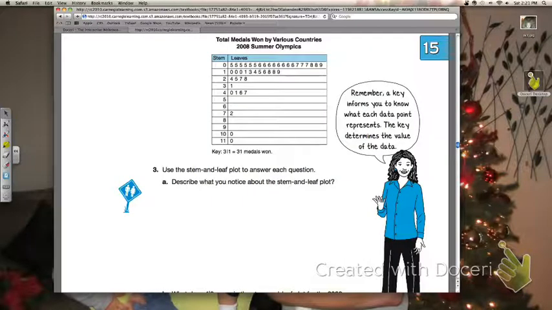If you take a look at the top of page 1027, it says a stem and leaf plot displaying the number of medals won in the 2008 Summer Olympics is shown. So take a look at that stem and leaf plot with your group members, and what I would first just like you to do is answer number 3, letter A. Use the stem and leaf plot and describe what you notice about the stem and leaf plot. Try to come up with a couple of things that you and your group members notice.